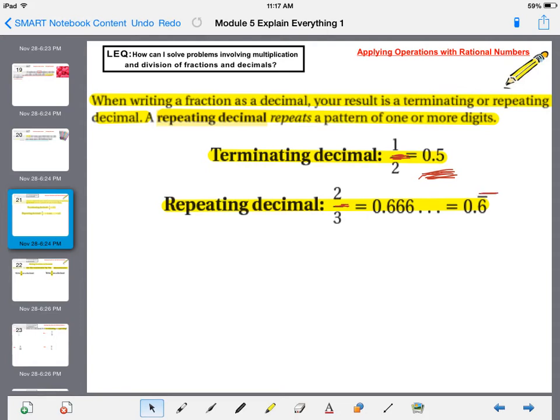So we put this bar on top of the number that repeats itself to represent that that is a repeating decimal.